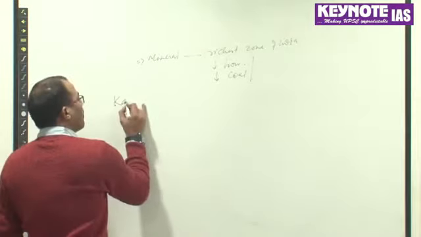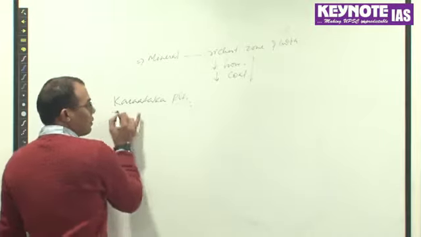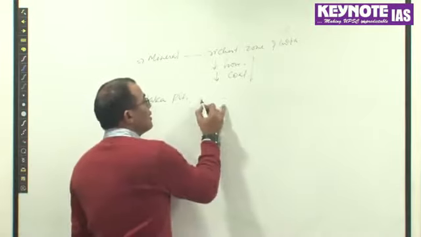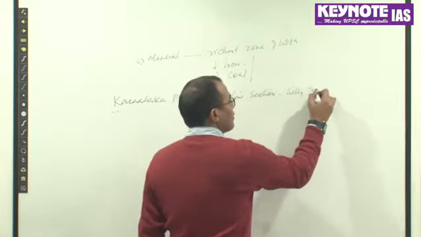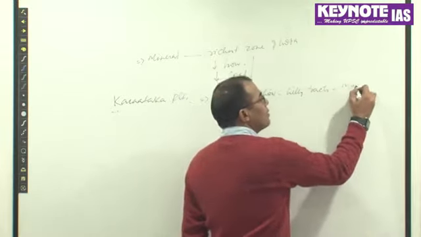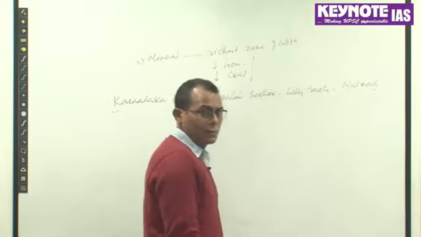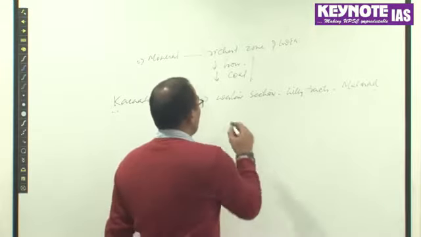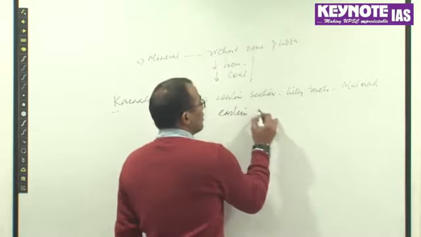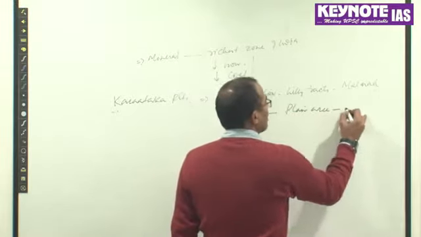Then we have Karnataka plateau. Again, we have already talked about Karnataka plateau. The only difference here is the western section is the hilly region of Western Ghat known as Malnad. Hilly tracts of western section, and the eastern one is plain area, good for agriculture, called Maidan.